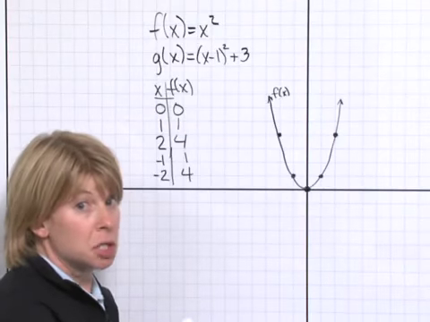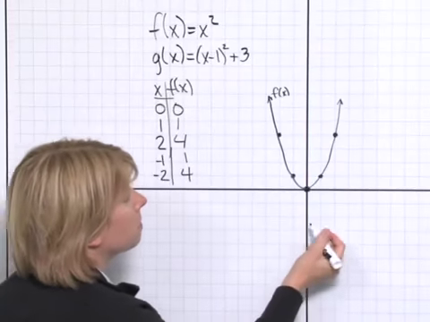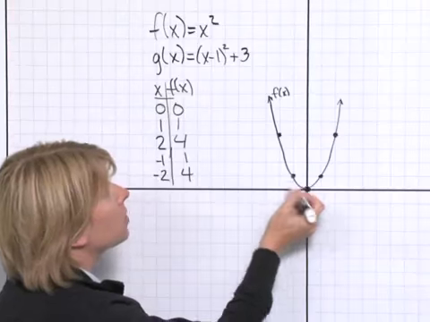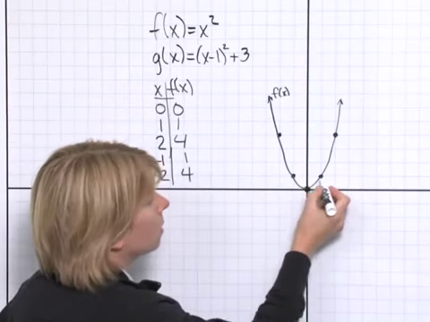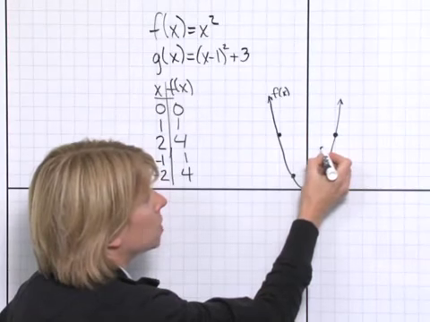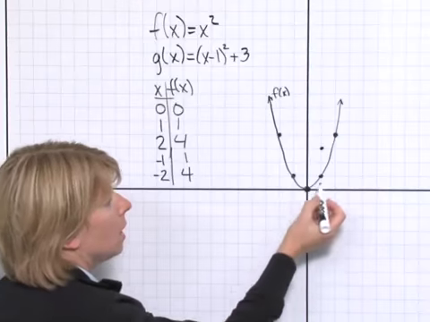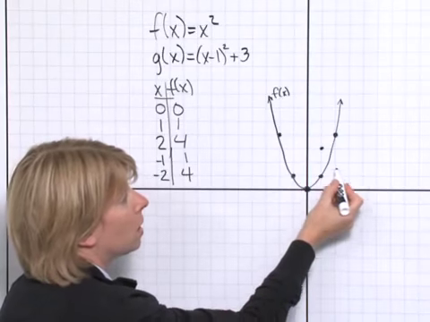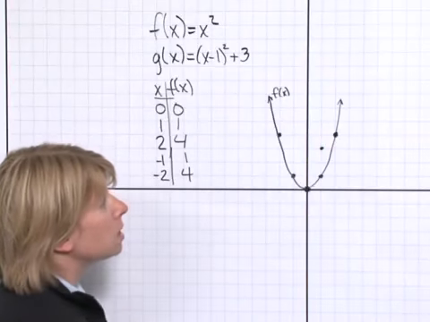So g will be the same shape as f, but shifted right 1 and up 3. Taking our vertex and moving it right 1 and up 3, that's our vertex of g right there. And then we can take, say, this point on f, shift it right 1 and up 3, and it'll share that point.